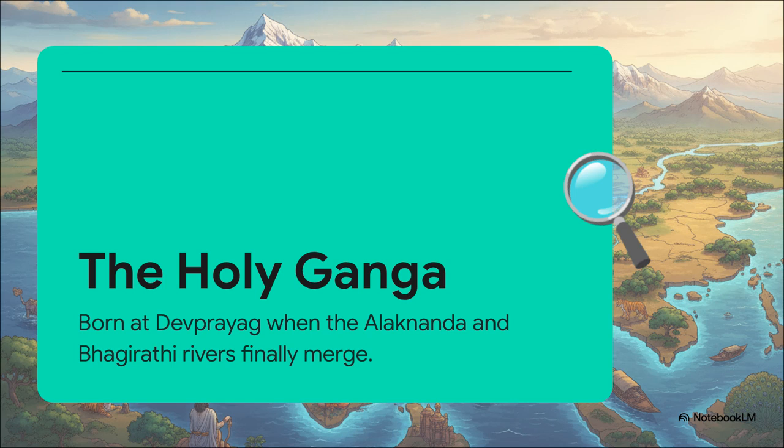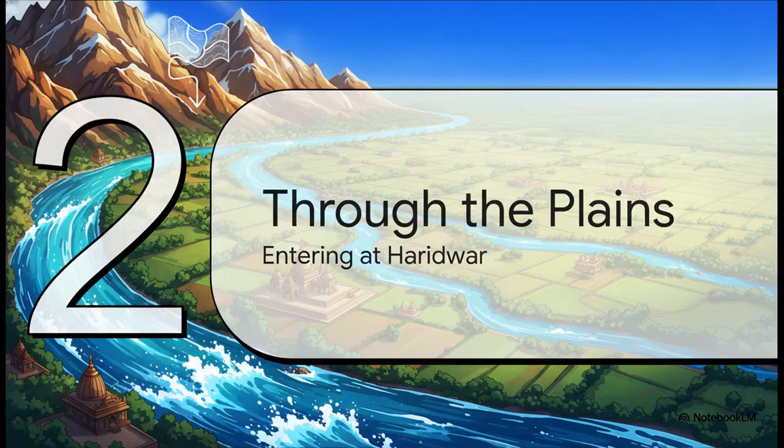Now, here's a fascinating geographic technicality that a lot of people actually miss. The Ganga, as a named entity, doesn't really exist until this precise moment of convergence at Devprayag. It literally takes the combined force of both the Alaknanda and Bhagirathi streams crashing together to officially birth the unified river we know as the Holy Ganga. Pretty cool, right? Let's move to Section 2 and see how this builds.